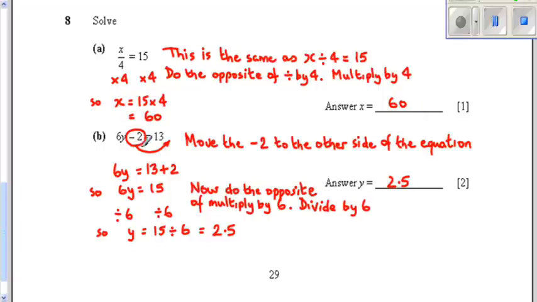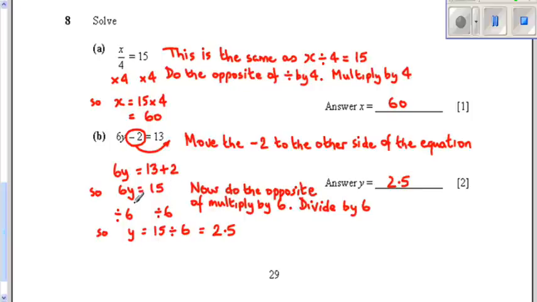Okay, this one here, 6y minus 2 equals 13. So remember that minus 2, we don't want to have that there on the left hand side beside the 6y. We want to move the numbers across to the right hand side to be next to the 13. When we move the minus 2 over to the other side of the equation, you have to remember it becomes plus 2. It changes sign when we move it to the other side. So we end up with 6y is equal to 13 plus 2. So when we add 13 and 2 make 15. So we know 6y is equal to 15.